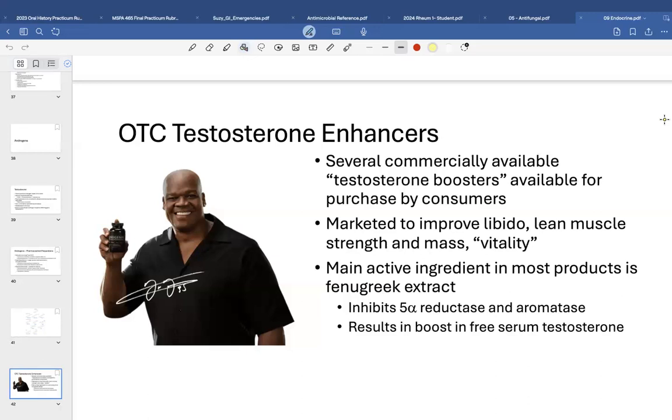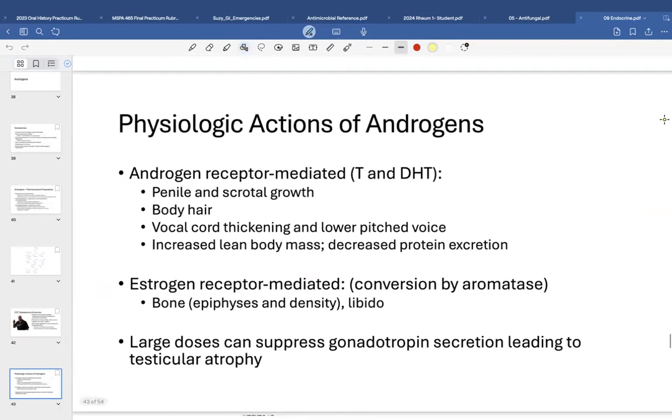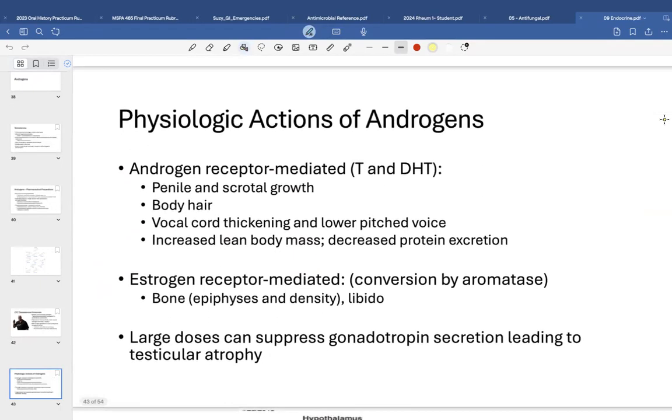Testosterone, and then these anabolic agents and the alkylated agents. So physiologically, what they do during puberty in young boys: testosterone is involved in development of secondary sex characteristics, penile and scrotal growth, body hair, vocal cord thickening, a lower pitched voice, and an increase in lean muscle mass.